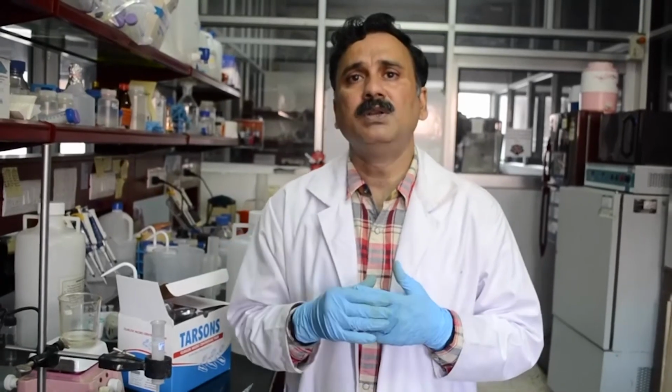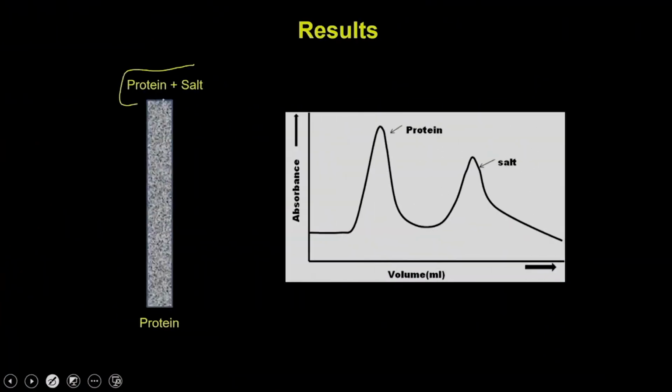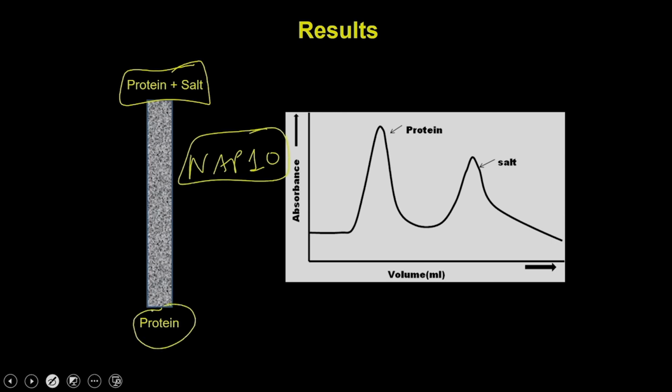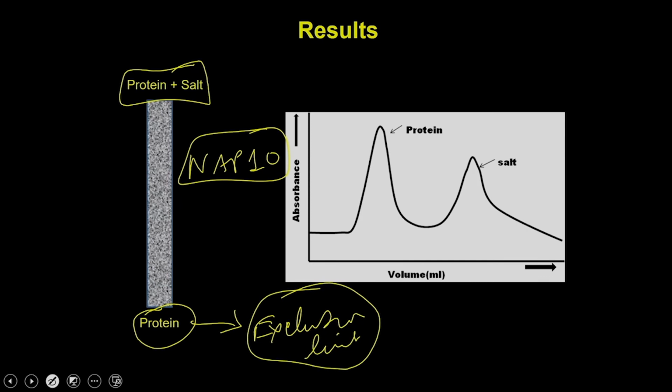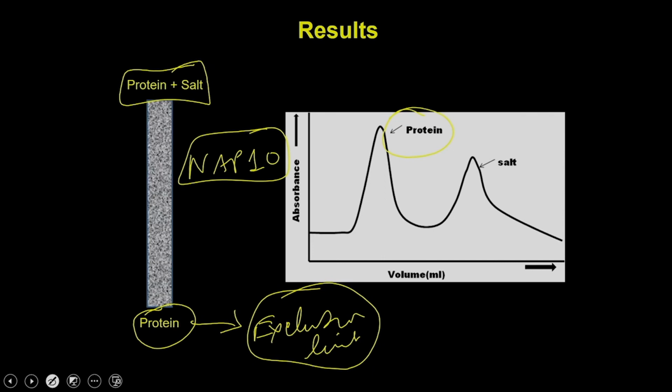So this is all about the desalting of proteins with the help of the desalting column. Ideally, we are just loading a protein-salt mixture onto the column. The column is a G25 column, and because the protein is very big, it is present in the exclusion limit of that column, so it is not fractionated and the protein will come first, and you can collect the proteins.